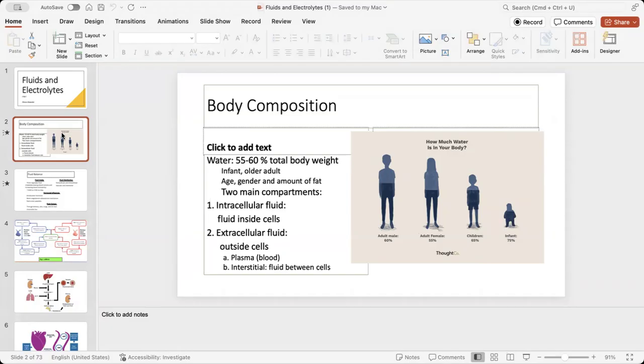What is the difference between an older adult and an infant? Why does that come into play here when we talk about fluids and electrolytes? What do you know about infants? Look at that picture there. They're mostly water, 75% made up of water. Are they at risk for dehydration? Yes. They can easily lose body fluid.